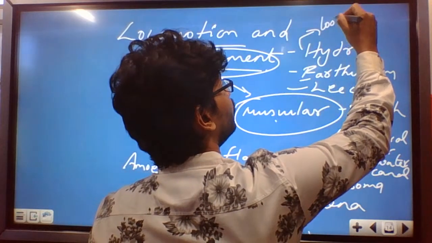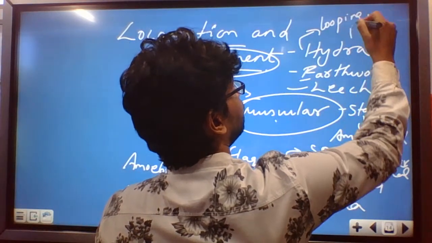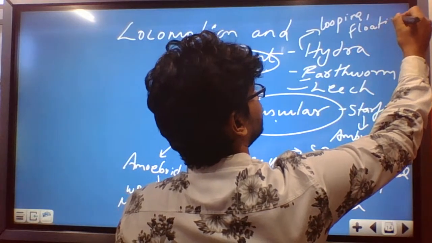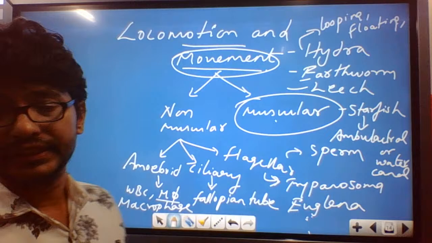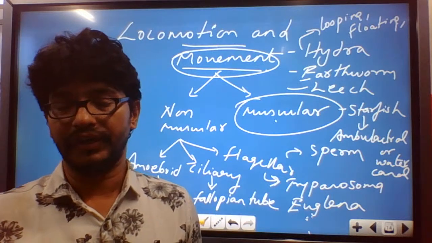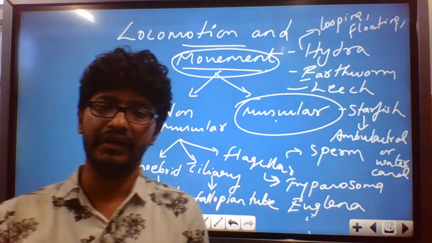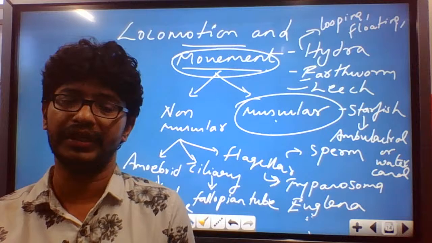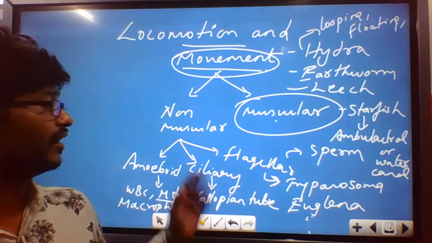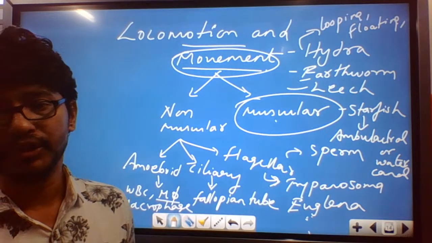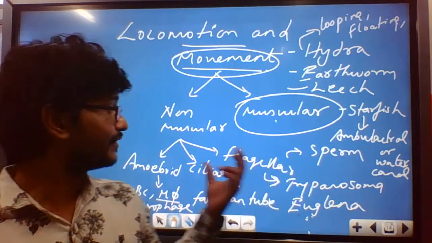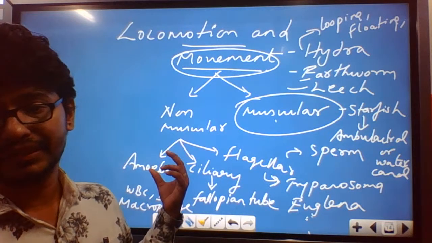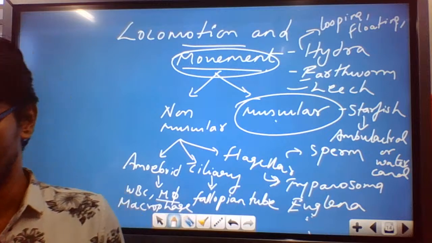In hydra there will be looping. It may have floating. It shows even somersault, diving. Different movements are always there in hydra. For example, amoeba: can someone tell me what type of movement it is, muscular or non-muscular? Amoeba usually moves with the help of contractile vacuoles, which contract and move. This actually comes under non-muscular movement.